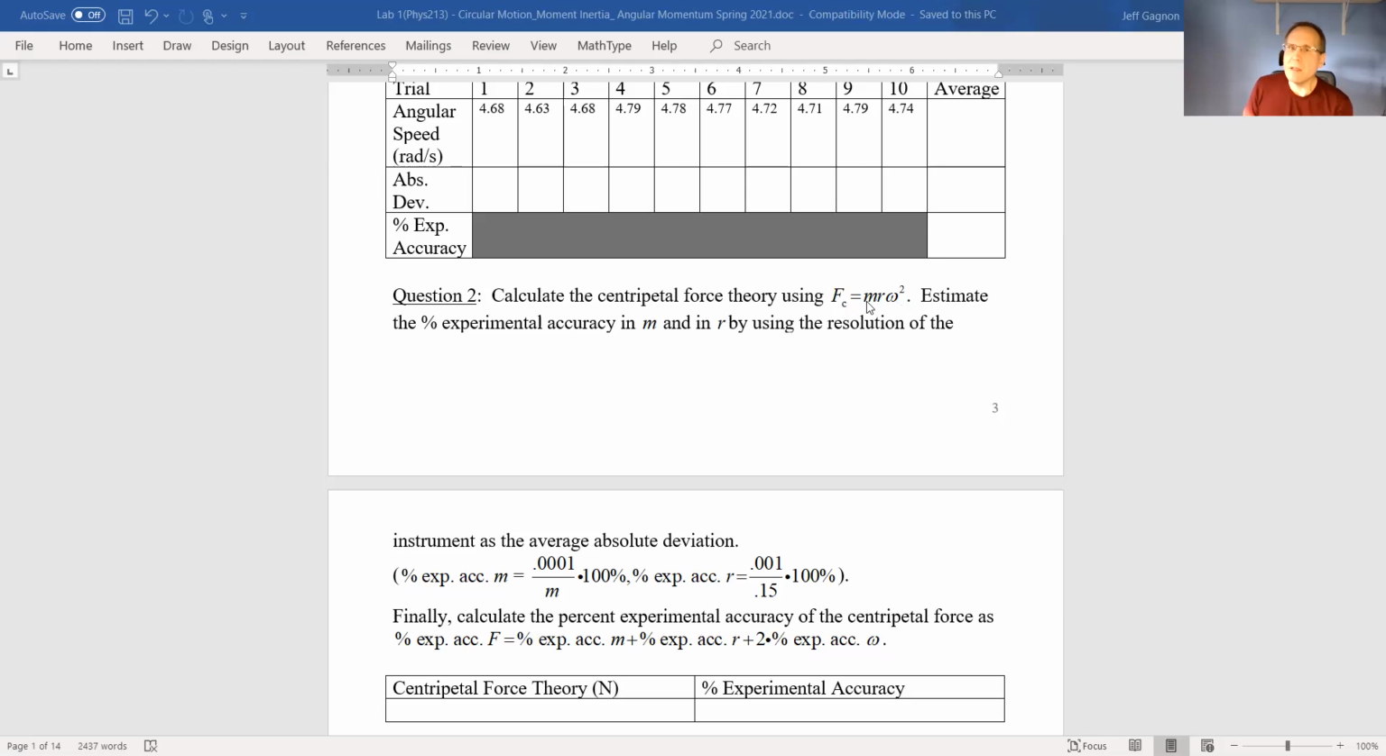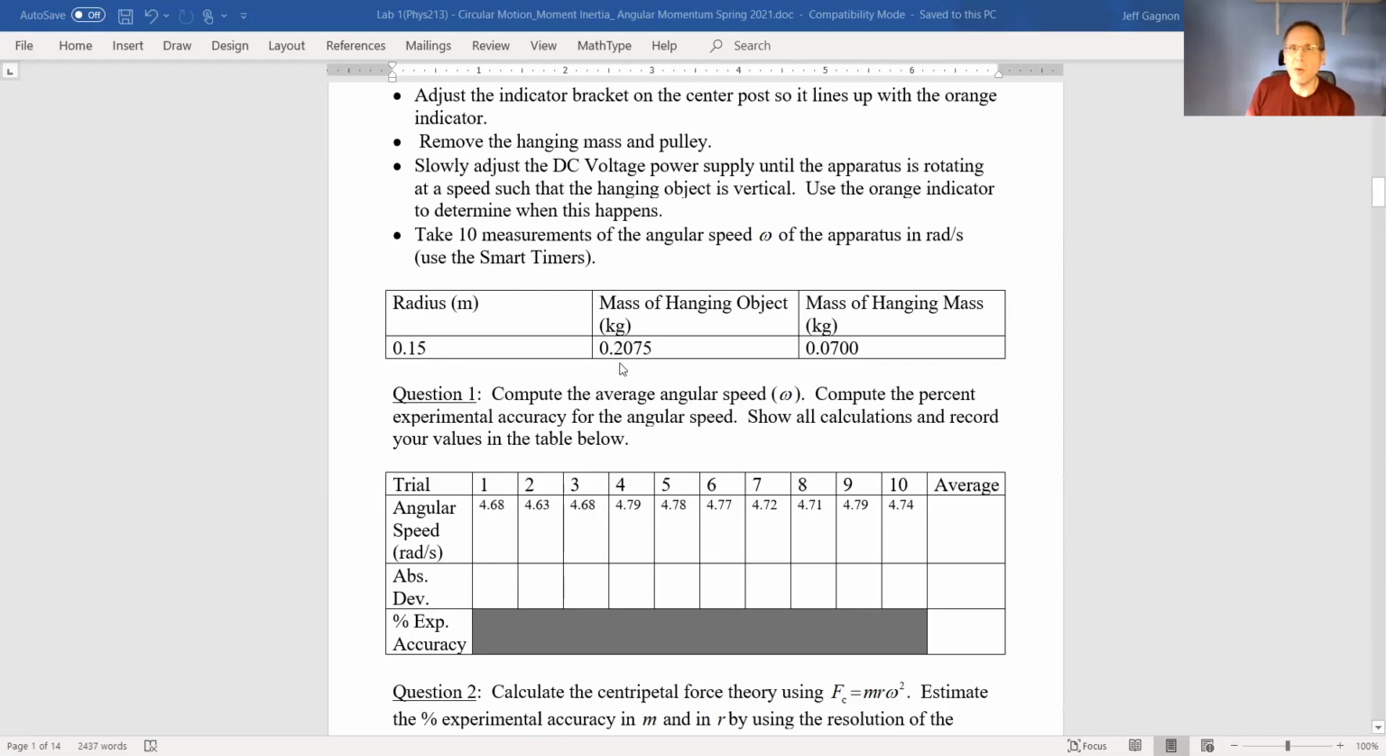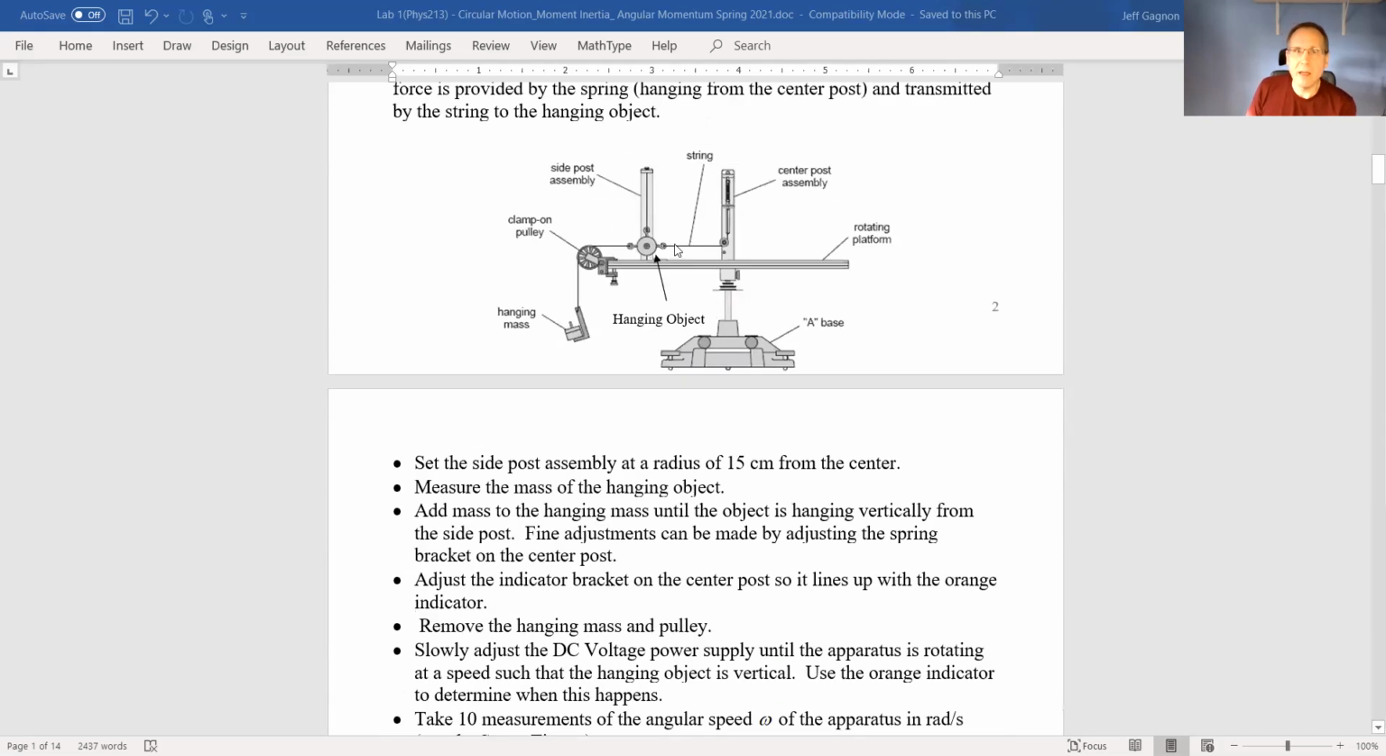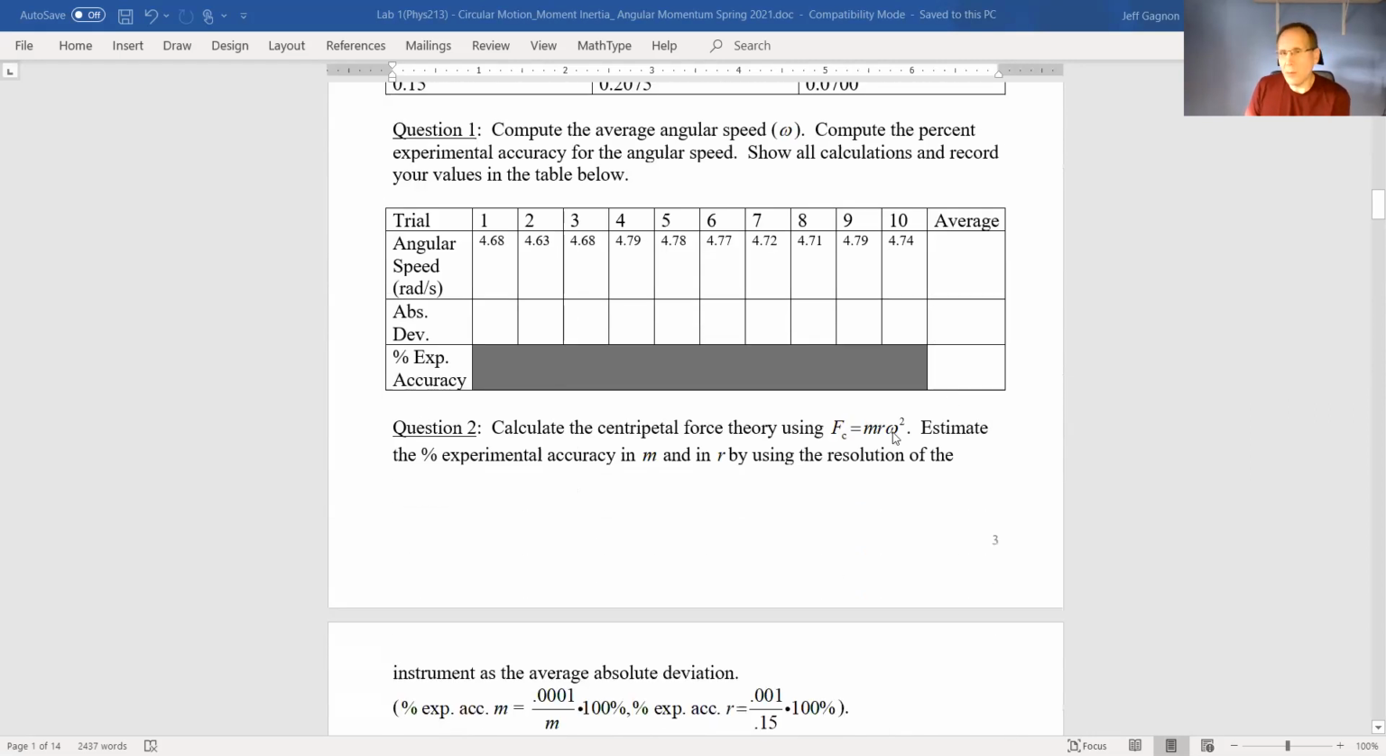The m here is the thing being spun around. It's the mass of the hanging object, right? So the m here is the 0.2075. It's this thing that's being spun around. The r was given, right? The radius, 0.15, and then you can use your average omega for your omega here. Okay, so that will be the centripetal force theory.